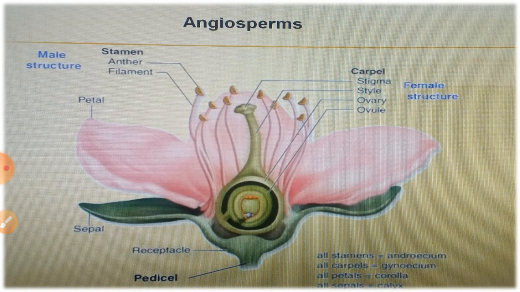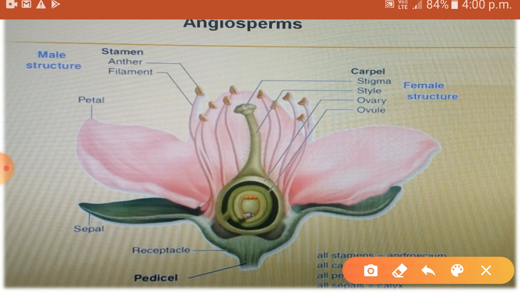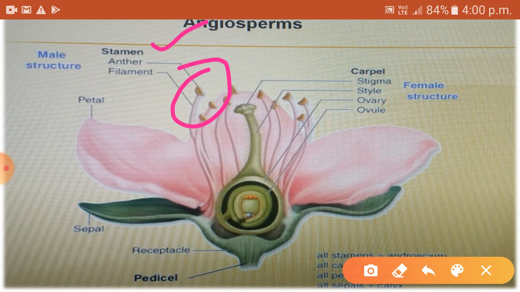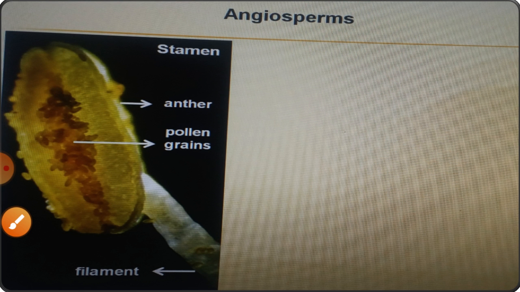Let's have a short look at the structure of a flower. The male reproductive parts of a flower are the stamens. Each stamen consists of a slender filament with an anther at the tip. Inside the anthers, haploid microspores are produced, which will develop into a male gametophyte called pollen grains.